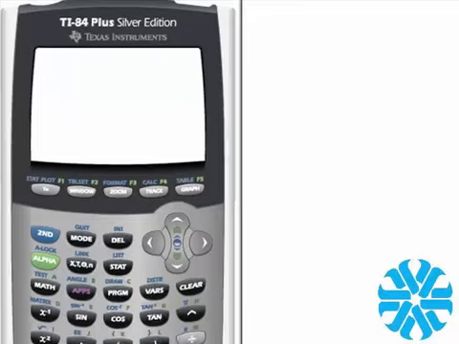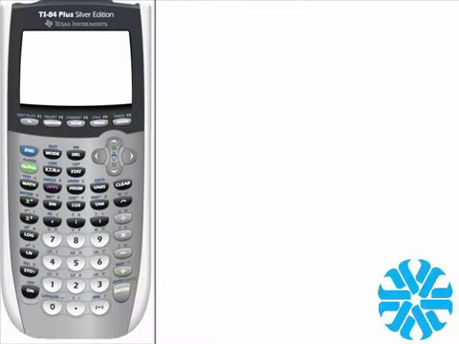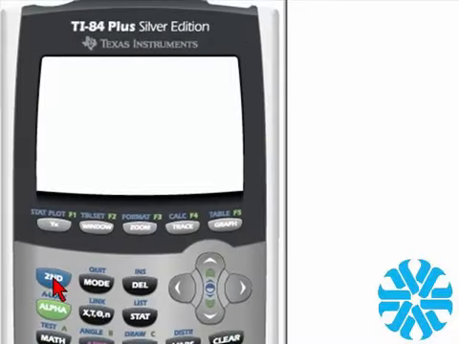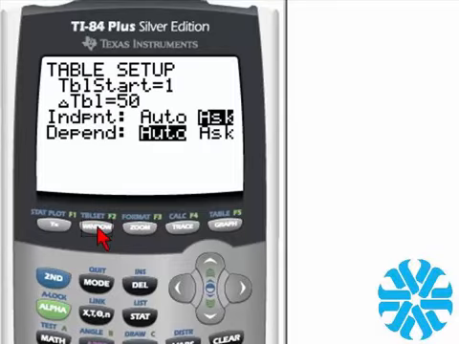Before we use the table function, let's make sure the settings for the table are correct. So remember how to do that. We would go into the table set by hitting second function and then this particular button here because it says table set. So we hit the window button.